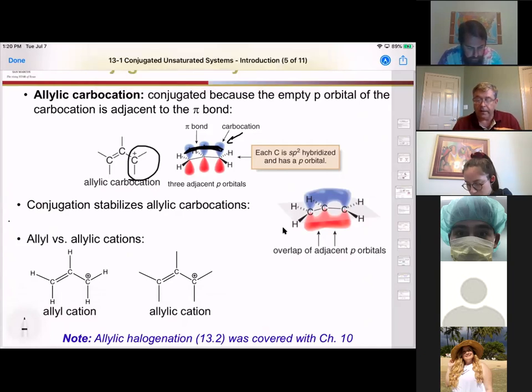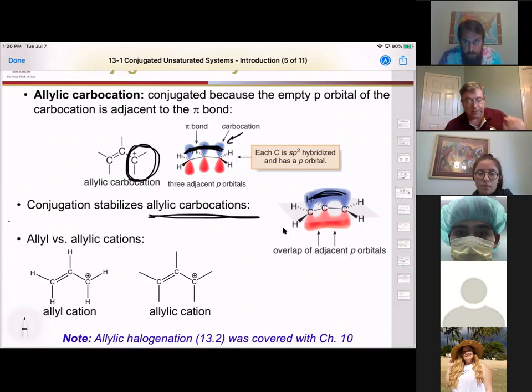Okay, so what we can see is in this situation, we have the ability to get a more stable carbocation because not only is it tertiary right here, but it can spread out across all of these. We get this stabilization, and this is our simplest conjugated system because that empty p orbital allows us to share electrons across all 3 atoms.